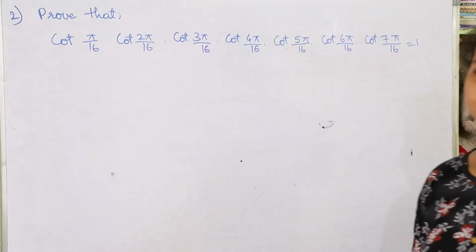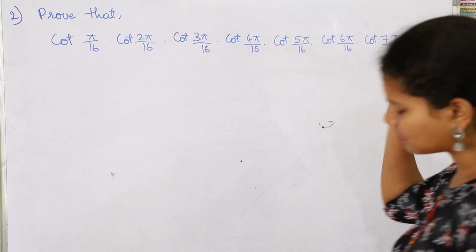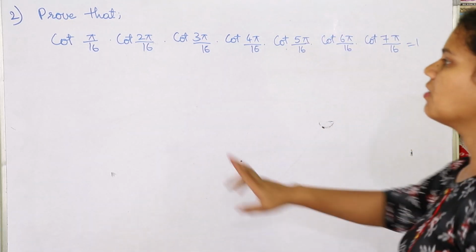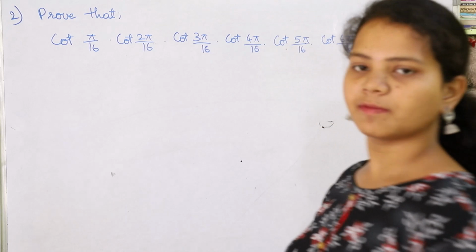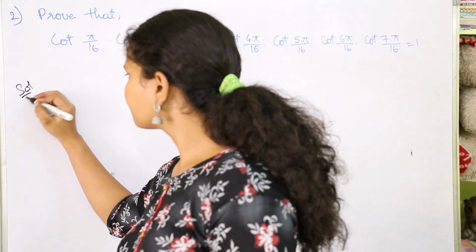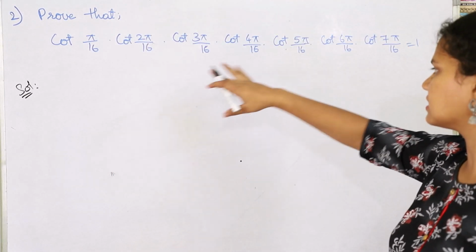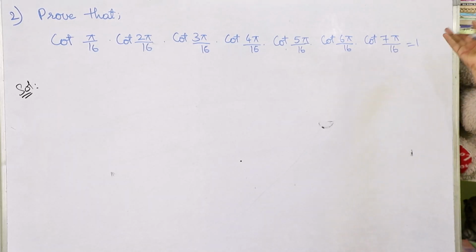Thank you. The second one, prove that cot pi by 16 into cot 2 pi by 16 into cot 3 pi by 16 into cot 4 pi by 16 into cot 5 pi by 16 into cot 6 pi by 16 into cot 7 pi by 16 equal to 1. So guys, they have given cot, this is equal to 1. So this whole is equal to 1. Now guys, we must show LHS is equal to RHS, so the LHS side should be equated to RHS, which means 1.